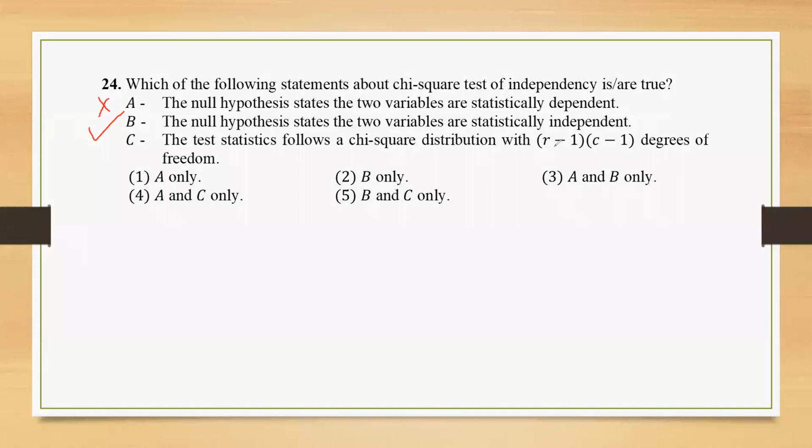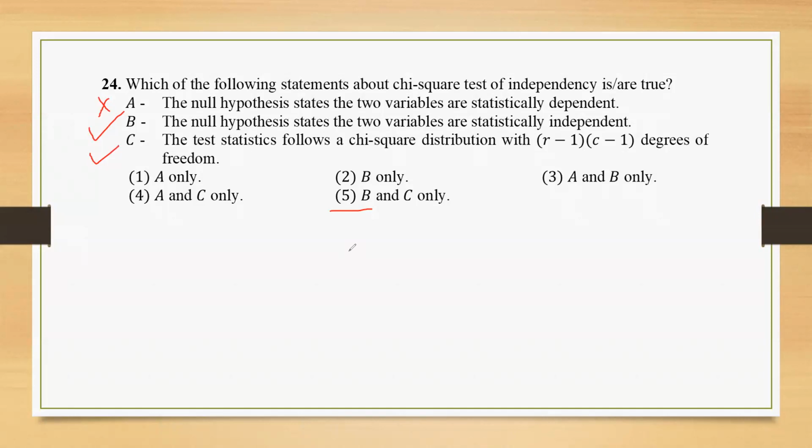R is the number of rows and C is the number of columns. So the number of rows minus 1 into the number of columns minus 1 is the degrees of freedom for the chi-square test of independence. So C is also correct. Therefore, only B and C are correct statements. A is an incorrect statement. So for the 24th question, the fifth answer is the correct answer.